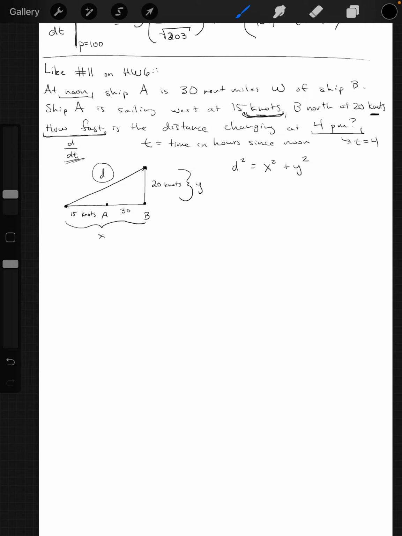So, one of the ways we could go about this is figuring out what X and Y are. Right, so X, there's always going to be that 30 that we started out with here. But then every hour it gets past noon, we're going to add another 15 to it. So another way to say that is 30 plus 15t. And Y, there's nothing here to start off with. This is completely going to be based on how fast B is moving. So we get 20t there.